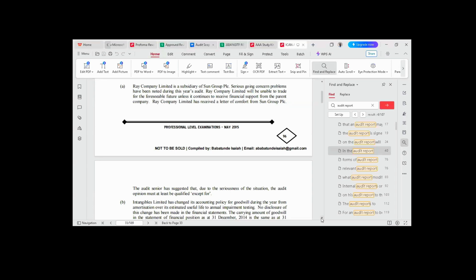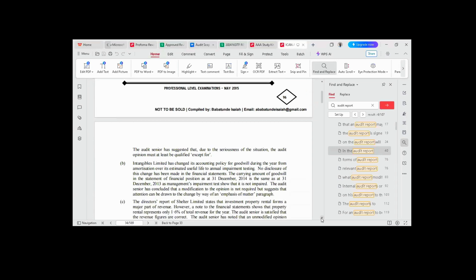I hope you understand. The second one, Intangible Limited, has changed its accounting policy for goodwill during the year from amortization over its estimated useful life to annual impairment testing. No disclosure of this change has been made in the financial statements.